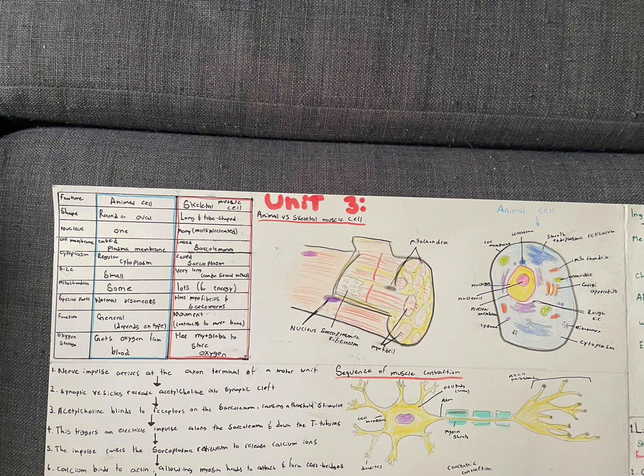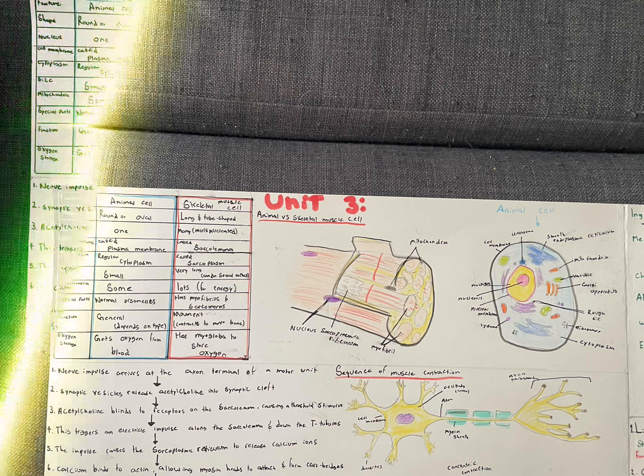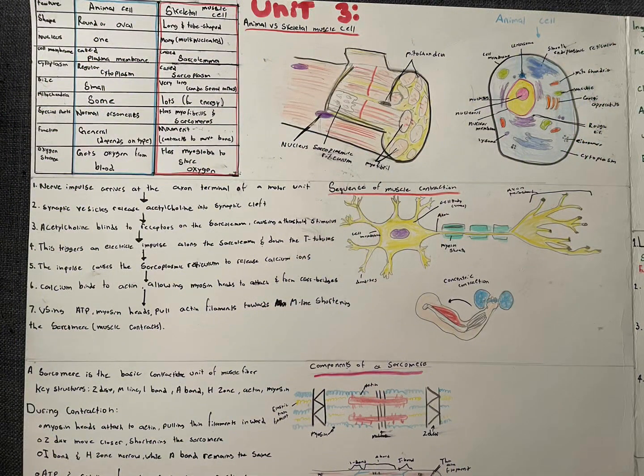It's a great example of the theme structure determines function. Without this unique design, muscles couldn't contract with force or precision when we need to walk, breathe, or even smile. The next target for Unit 3, Target 2, is sequence the steps of muscle contraction.